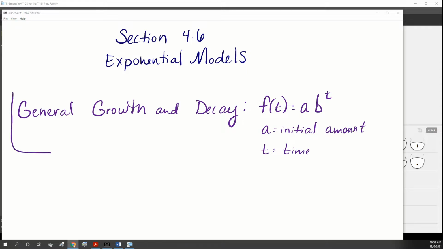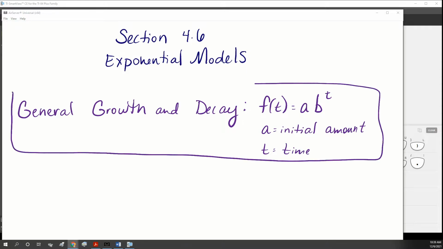And then the base, so for example, if after 1 minute 80% of the original amount was left, then that base would be 0.8. Or if the material grows by 20% each hour or whatever, then that base would be 1.2. So it has to do with how quickly something is growing or decaying. All right, and a lot of times we have to find that base. Like it's not given to you, you have to find it.